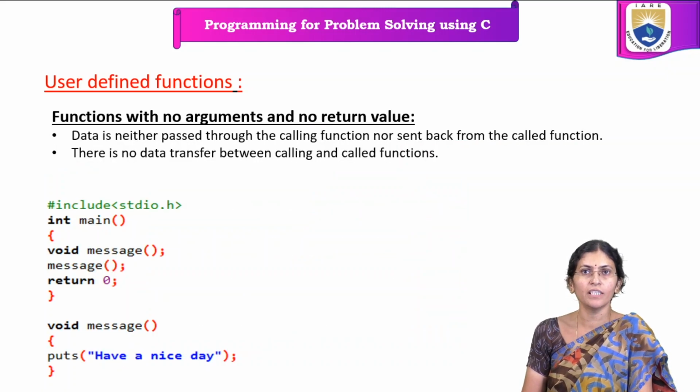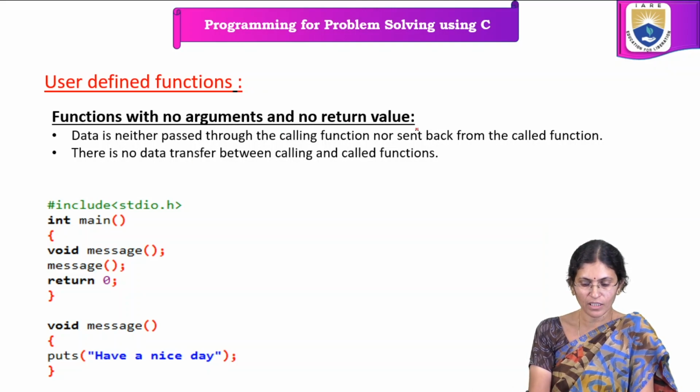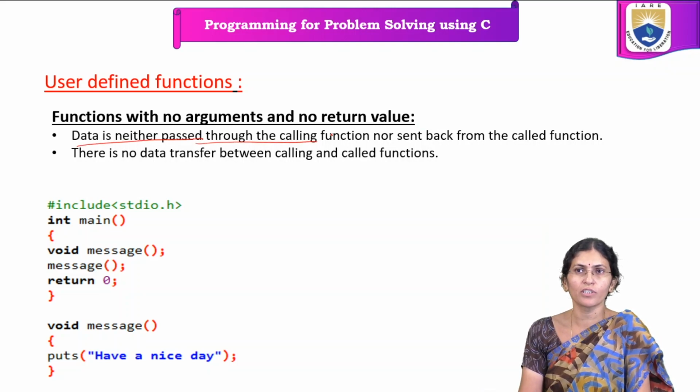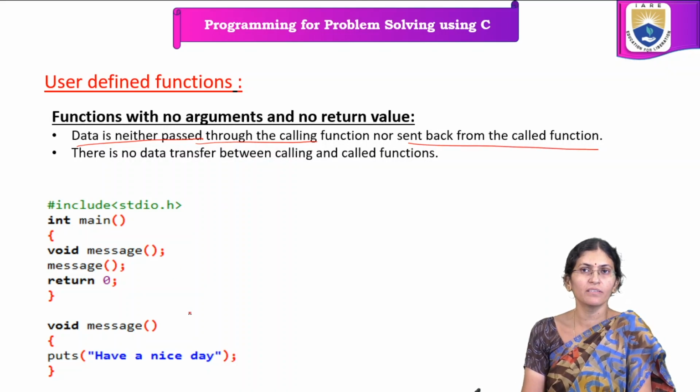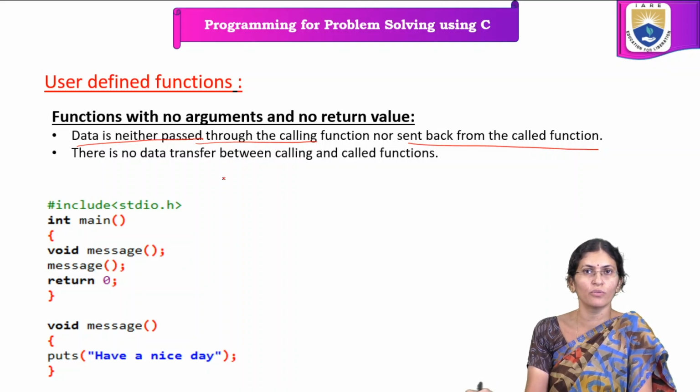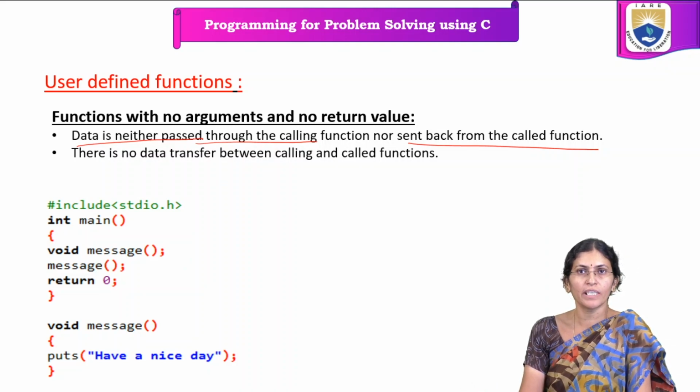Let us see in detail each of the different types of user-defined functions with some program. First, functions with no arguments and no return value. Here data is neither passed through the calling function nor sent back from the called function. So there is no data transfer. No input is given from the calling function to the called function, and the called function also doesn't return anything to the calling function.